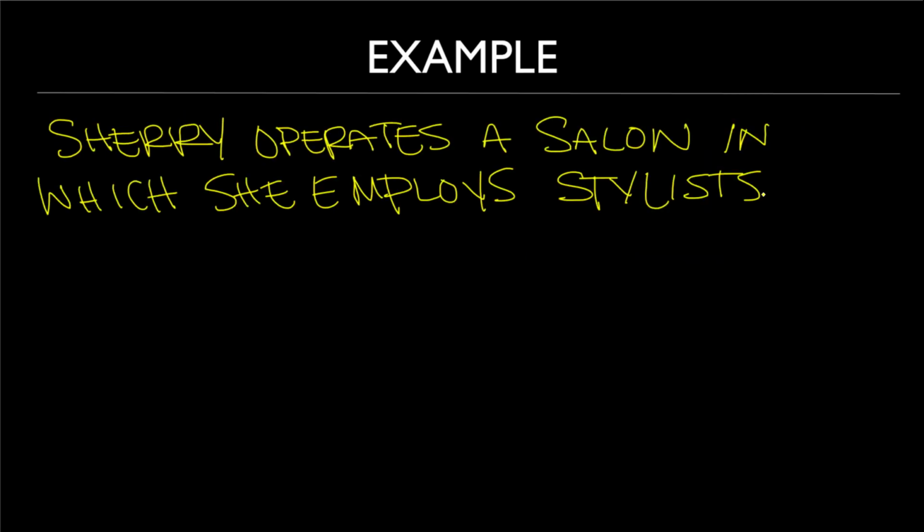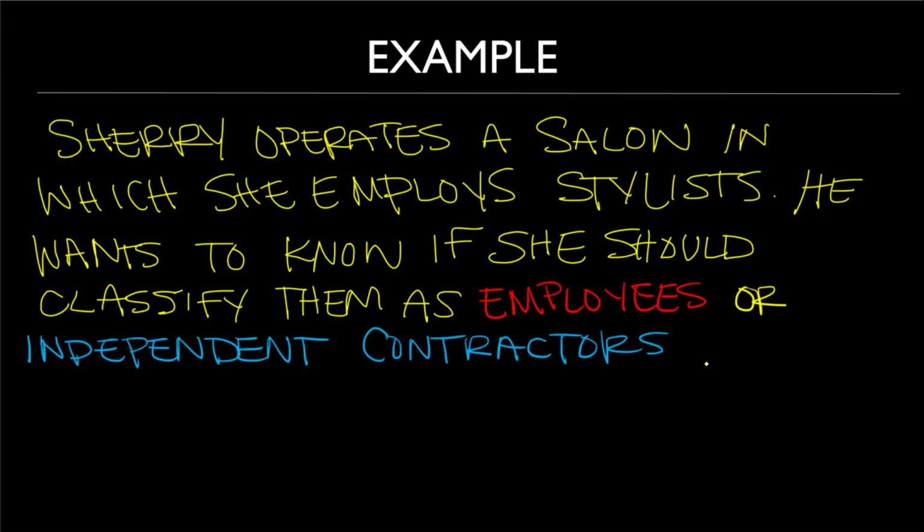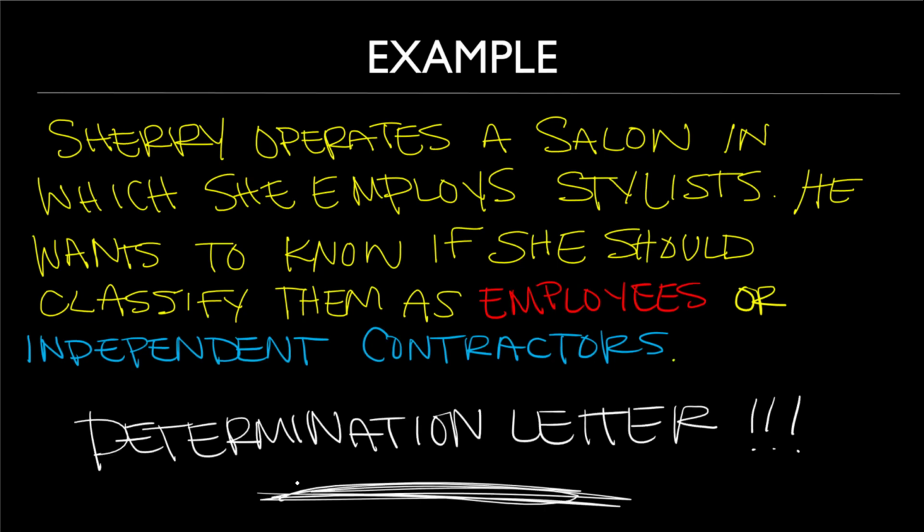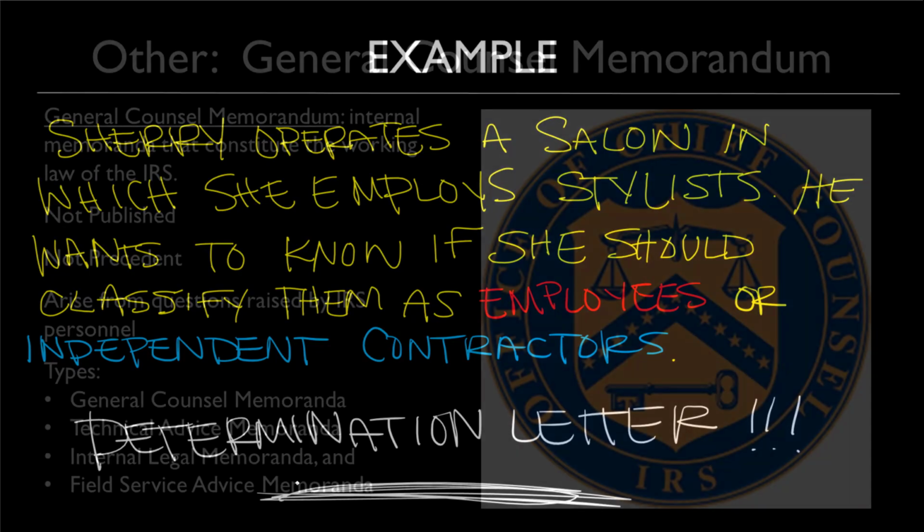And another example, Sherry operates a beauty salon in which she employs 8 stylists. To comply with the rules governing income tax and payroll tax withholdings, Sherry wants to know whether the stylists working for her are employees or independent contractors. Here, the proper procedure is to request a determination letter on the stylist's status from the appropriate area director.